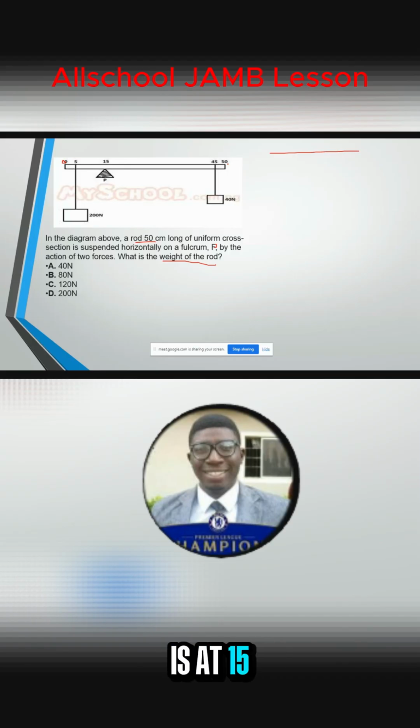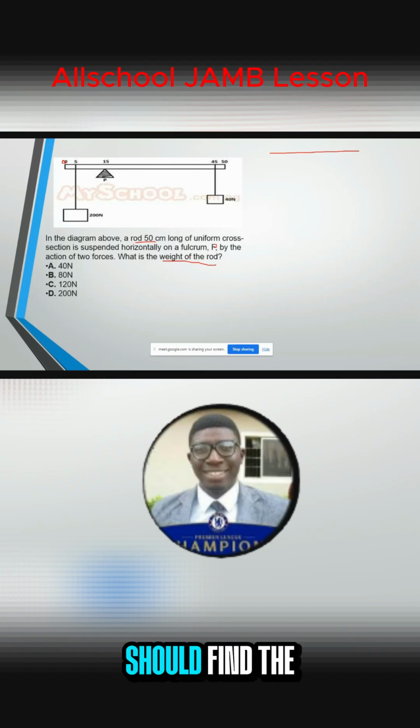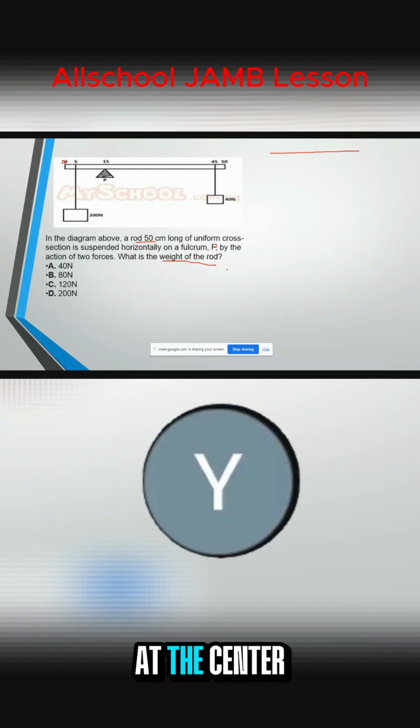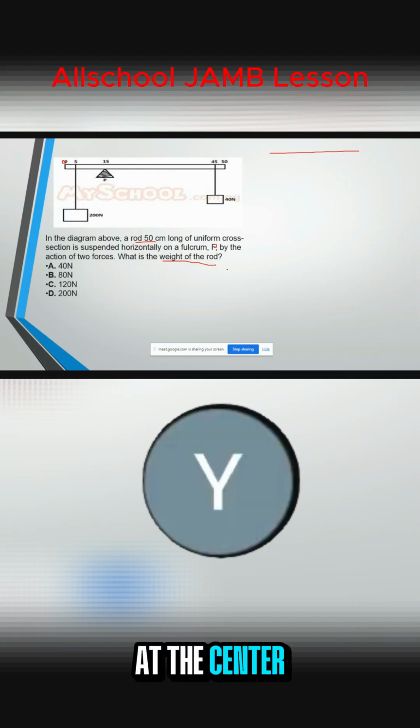The pivot is at 15, as you can see. The force of 200 Newton is attached at 5. It started from 0 and stopped here, so pay attention. 40 is attached at 45. They say we should find the weight of the rod. Where am I going to place the weight of the rod? On P? What did I tell you about weight? At the center of the meter rule.